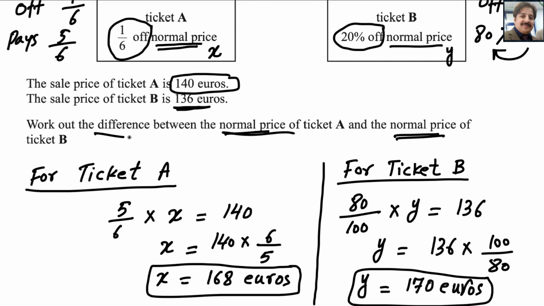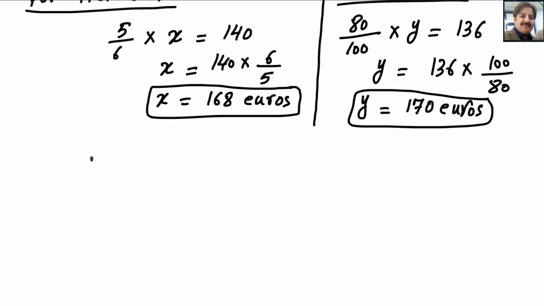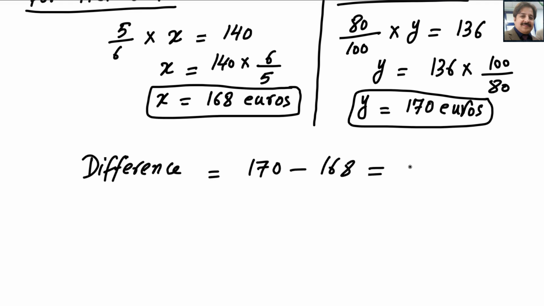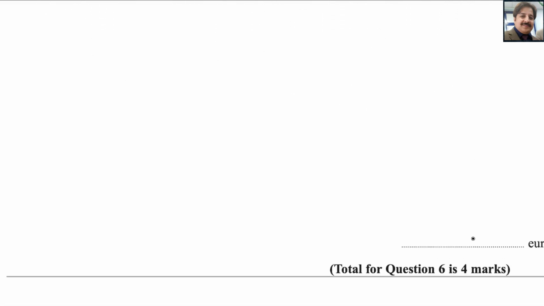Actually, we want to find the difference between these normal prices. So what will be the difference? We will subtract them. 170 minus 168, and it will be equal to 2 euros. So this is the answer, and you can write over here in the given space 2. So question number 6 is done.